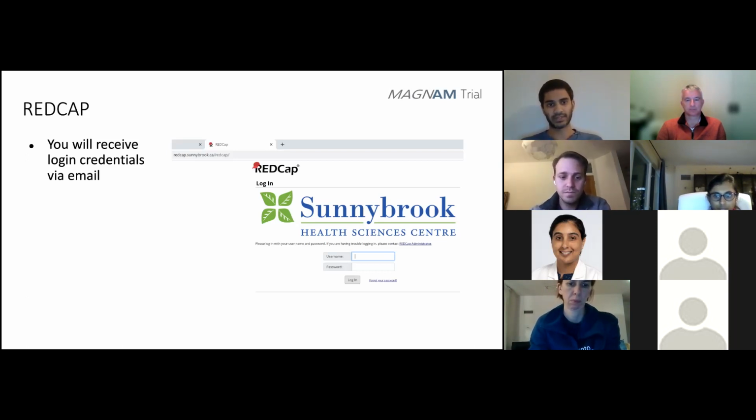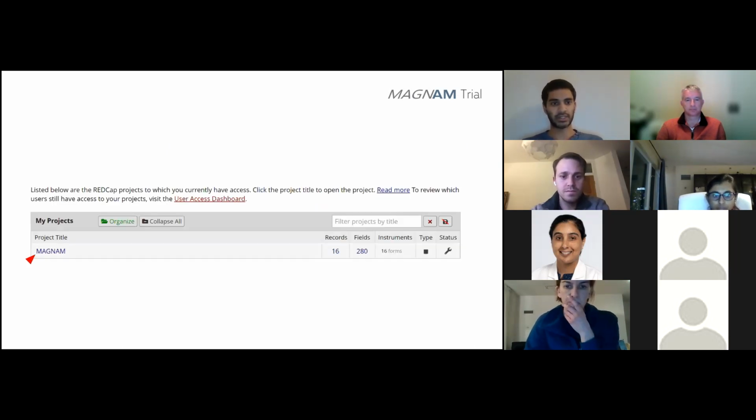The website is redcap.sunnybrook.ca/redcap, and you'll get a screen like this. Once you log in, Cam will get you to go to the next slide. You'll see something that looks like this, where it says, here are the projects you have access to. You'll click on MAGNAM.